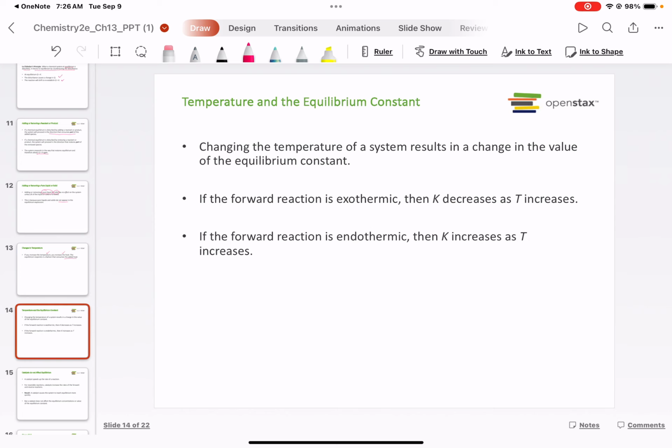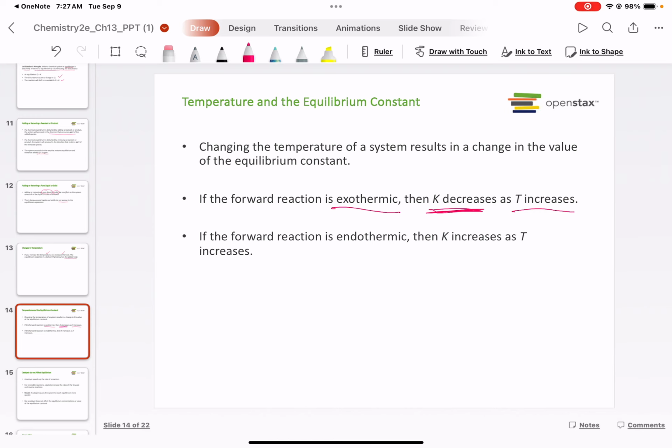Now, how does it do that? If the forward reaction is exothermic, so that's going to be hot, and if we increase the temperature, exothermic is already hot, so that's not favorable. Therefore, K will decrease, so we'll get less product. So for an exothermic reaction, we don't want to increase the temperature, because heat is a product. If we increase the temperature, we add more heat, so the reaction will shift to the left, and therefore K will decrease.